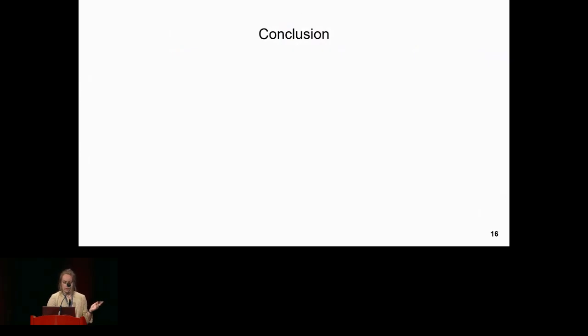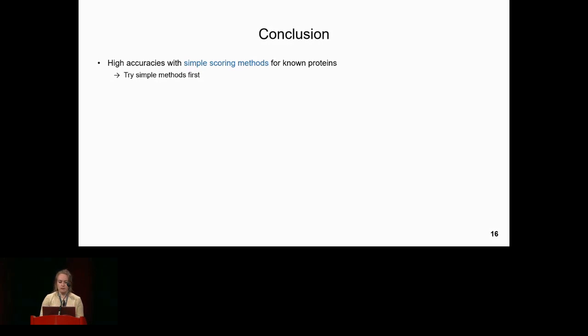I want to make some concluding remarks. So first, we saw that we can already reach excellent high accuracies with just simple scoring methods or baseline machine learning models for known proteins of our test set. So here we want to appeal to the community to always try simple methods first, and in any case, if you develop some new fancy deep learning model, always compare against a baseline to see what your model might have really learned.